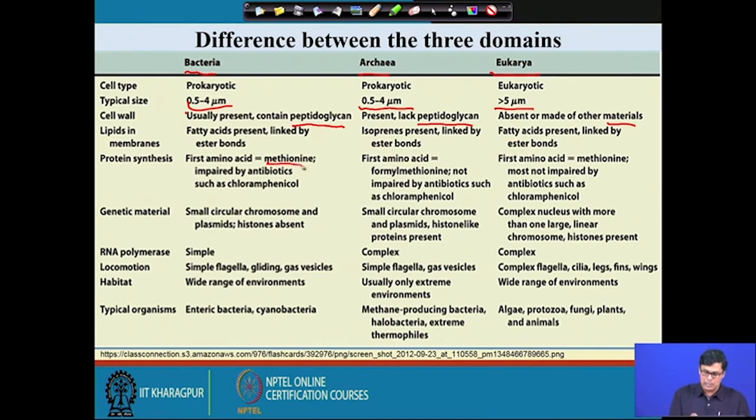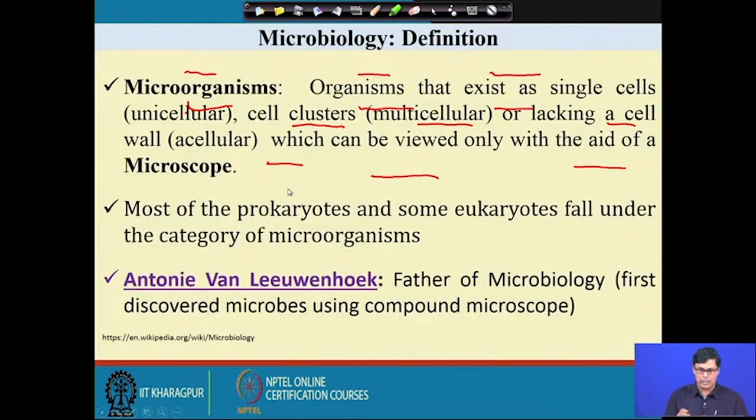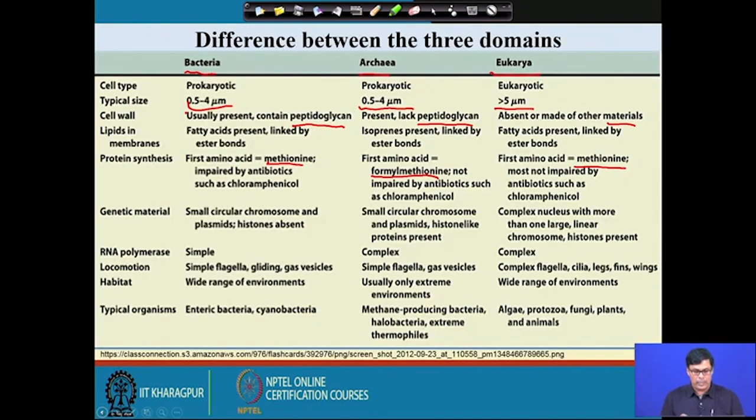Now, protein synthesis: in bacteria this starts with formyl methionine, and here we have methionine. Due to this, bacteria are impaired by antibiotics such as chloramphenicol, that means they cannot withstand it. In archaea, it is also impaired by antibiotics such as chloramphenicol, but in eukarya, it is mostly not impaired by such antibiotics. This is how their basic differences appear.